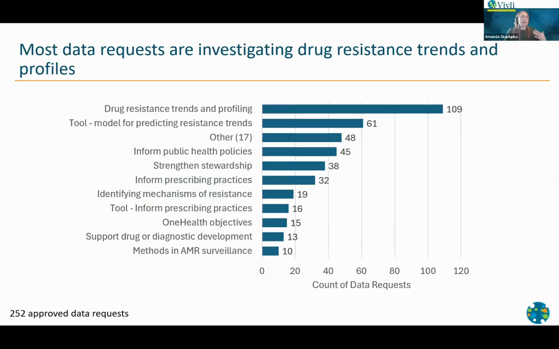And so we've identified that researchers are really interested in using the surveillance data for drug resistance trends and profiling, as well as creating tools and models for predicting resistance trends. There are quite a few other categories, as well as informing public health policies, strengthening stewardship, informing prescribing practices, and identifying mechanisms of resistance. And of note, we've received about 252 approved data requests. So the vast majority, 109 of them, are really focusing on the trends in profiling, though.